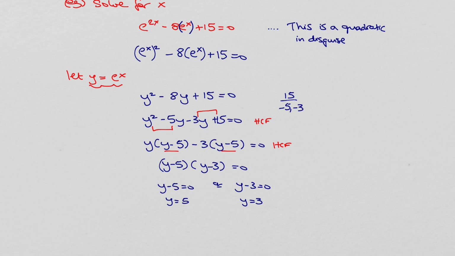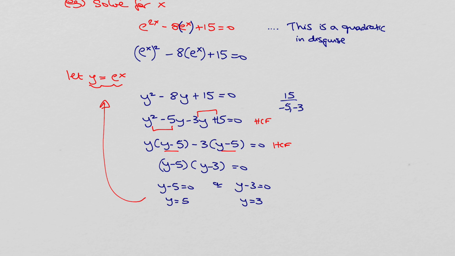So again, we have to say but. If I go back up here, we said that y was equal to e to the x. So we say but y equals e to the x. So that means that if y is equal to 5 or y is equal to 3, then e to the x must equal 5 or e to the x must equal 3. And now we're back to our previous type where we're trying to solve for our unknown variable power, which means I must get log of both sides to do that.